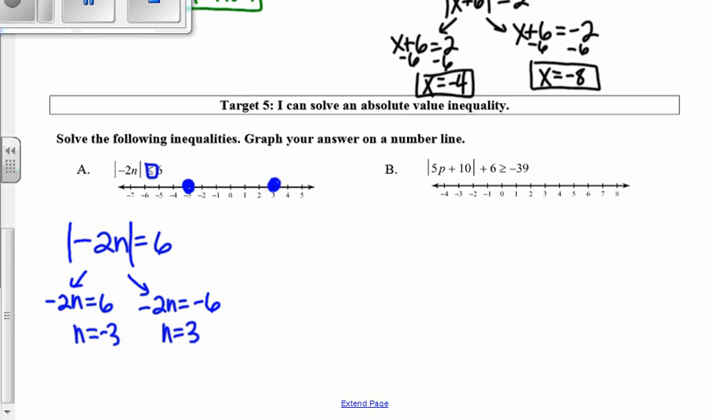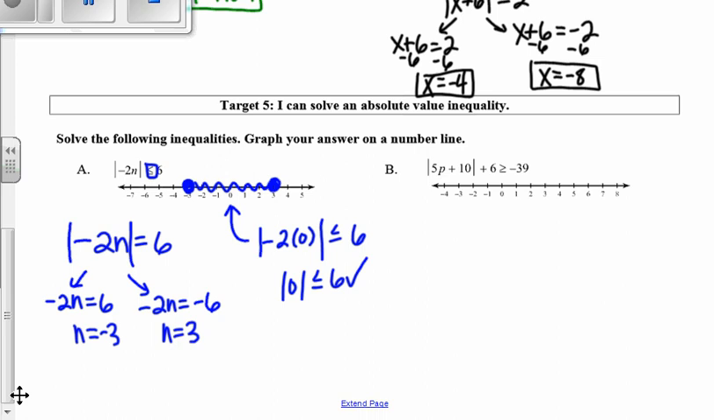So I'm actually going to choose 0. I like choosing 0. And I'm going to plug that into our original inequality, and we're going to see if this is a true statement. So if I simplify this, I get the absolute value of 0 is less than or equal to 6. Is this a true statement? Yes, it is. And so that means we are going to shade in between those two numbers. If that had been a false statement, we would shade on the outside of those two numbers.